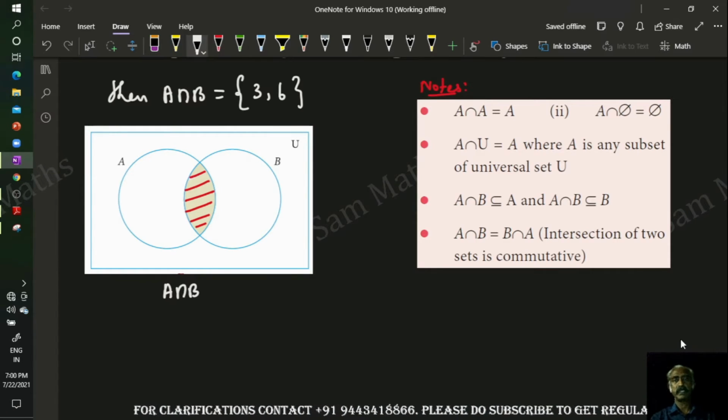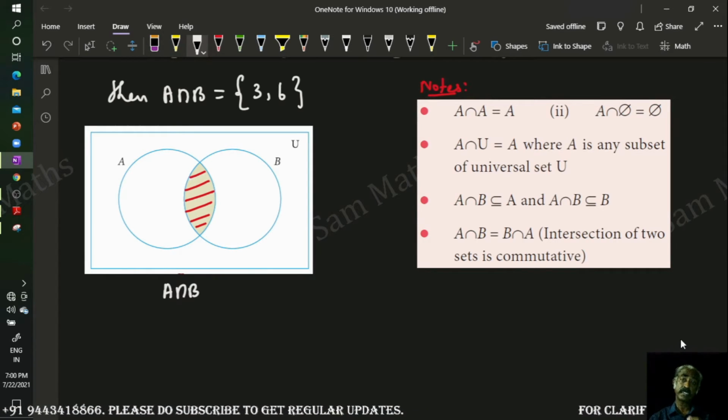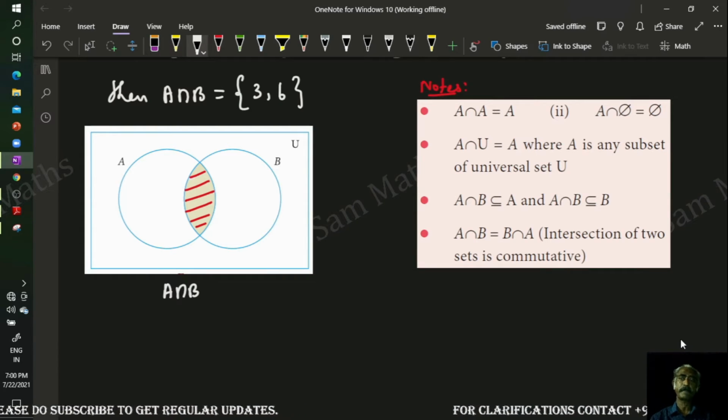A intersection A: common for A and A is A itself. Second one, A intersection null set is equal to null set. Third one, A intersection universal set. The common for A and the universal set is A, since A is a subset of universal set U.